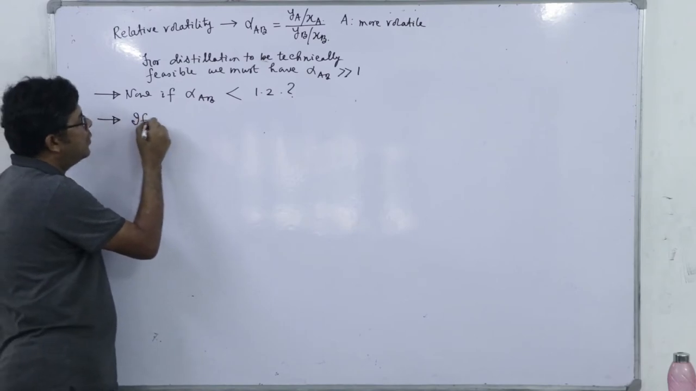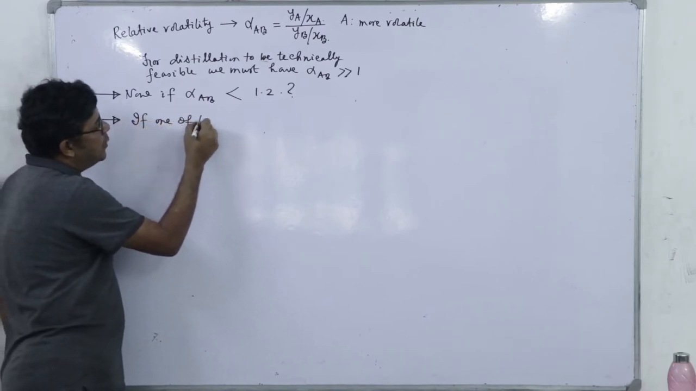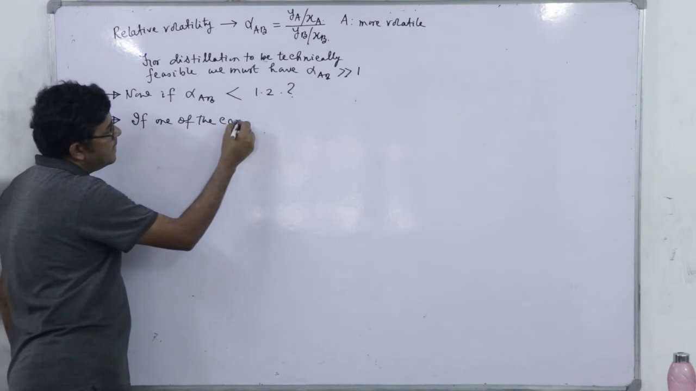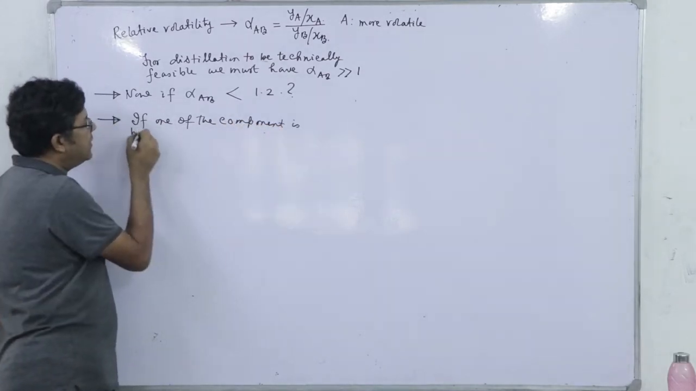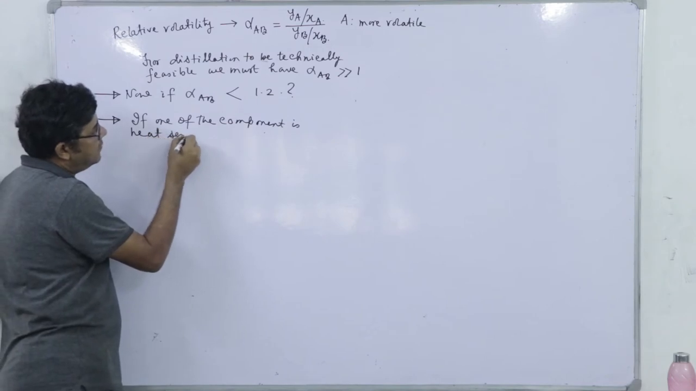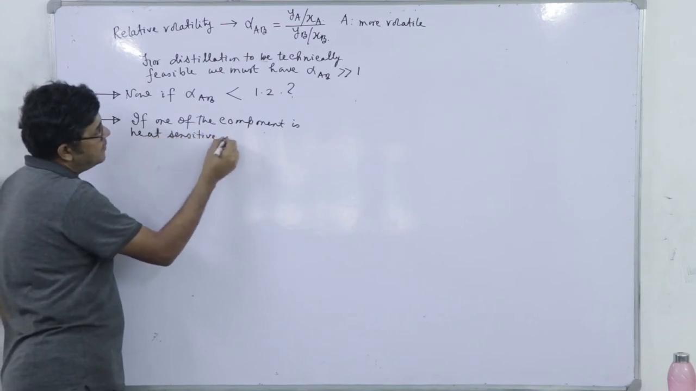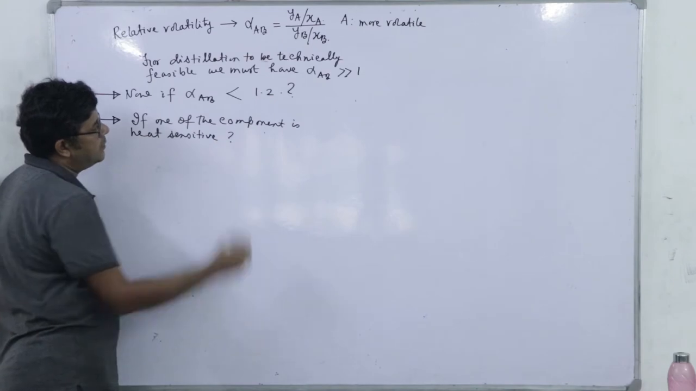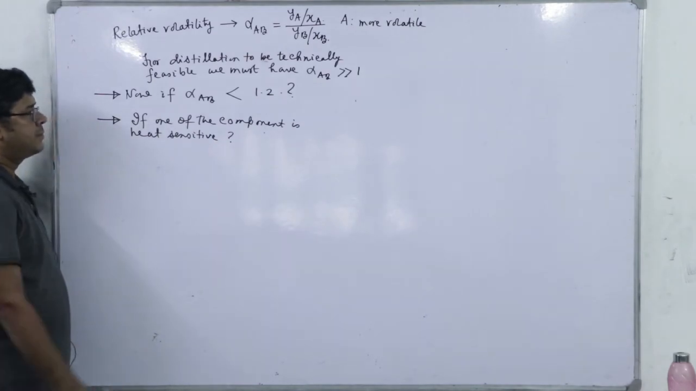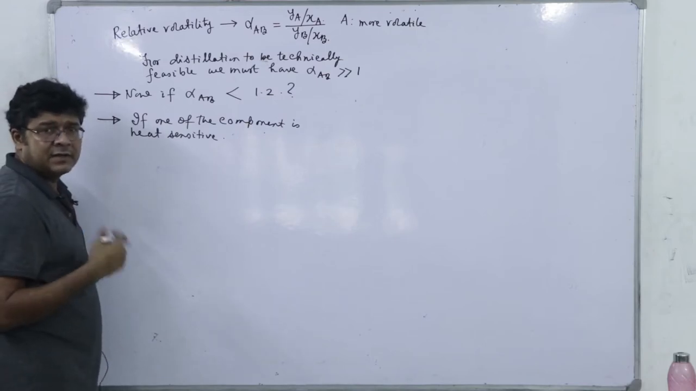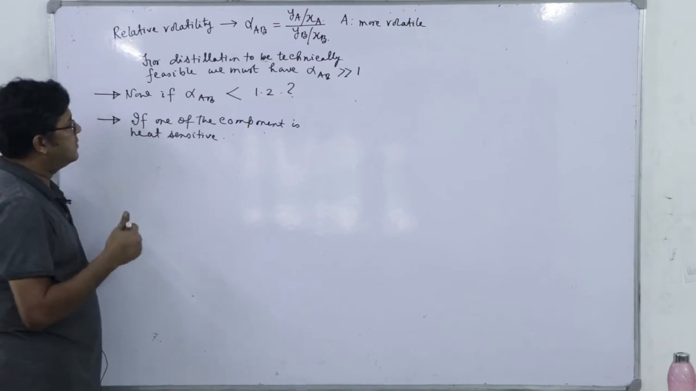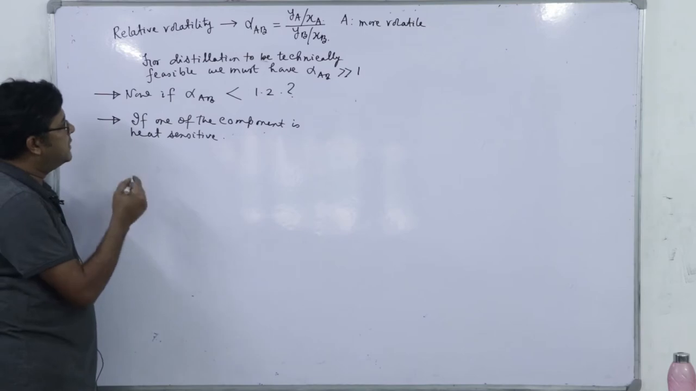Next, if one of the components is heat sensitive, what will we do? If one of the components is heat sensitive, we cannot separate it through vaporization. So, you have to think otherwise.